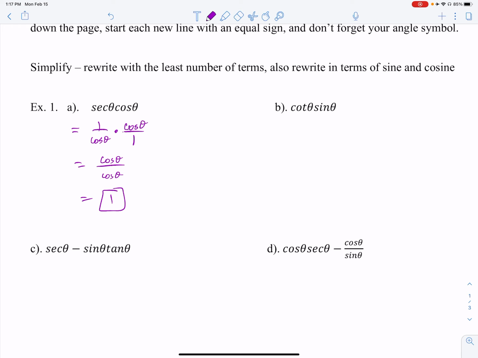In part B, we've got this mixture. We don't have anything squared where we can replace with a Pythagorean identity at this point. So what we're going to do is rewrite cotangent as cosine over sine. So cosine theta over sine theta is cotangent theta. And then I have sine theta, I can think of as over 1. And when you have multiplication, you can cancel those sine thetas. So you have cosine theta over 1, which is just cosine theta.